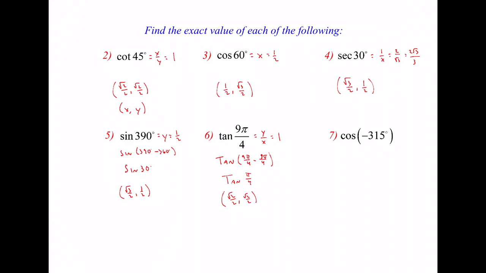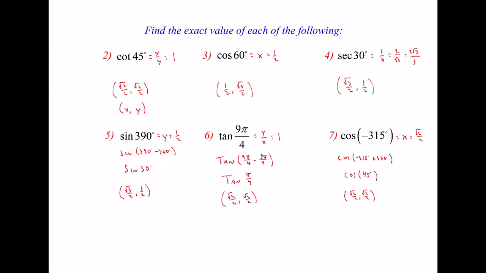And the last one we're going to look at is cosine of negative 315. With negative angles, you just want to add 360 back onto it. So if we don't want to deal with negative 315, we can just take negative 315 degrees and add 360 degrees, which gives us cosine of 45 degrees. So 45 is square root of 2 over 2, square root of 2 over 2, and cosine is the x value, which is square root of 2 over 2.